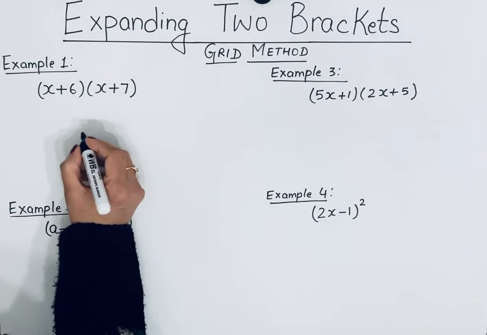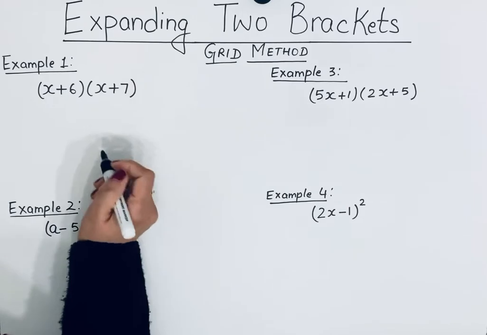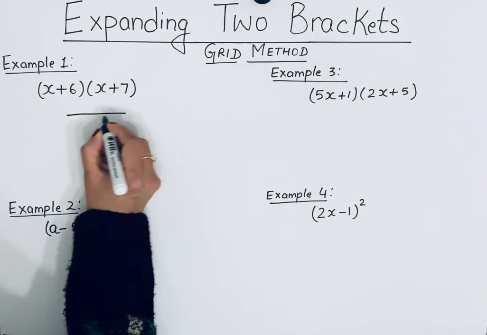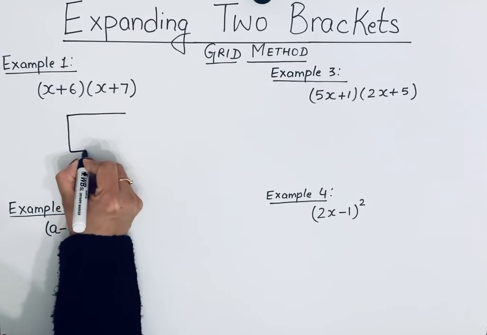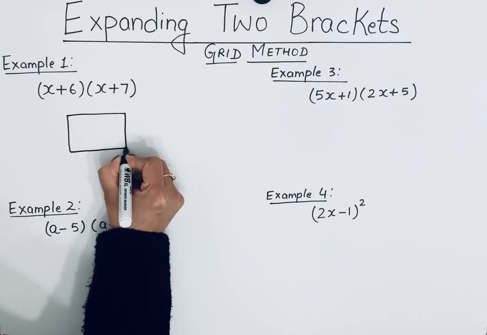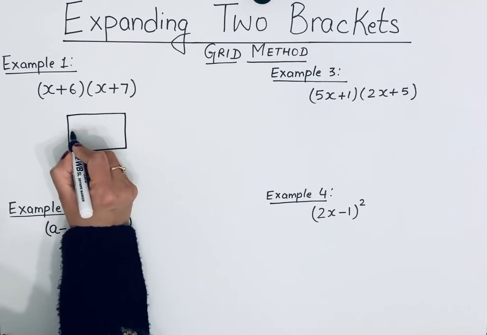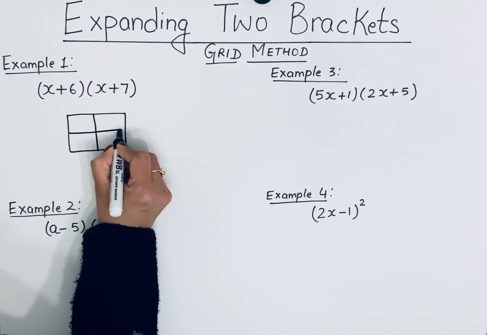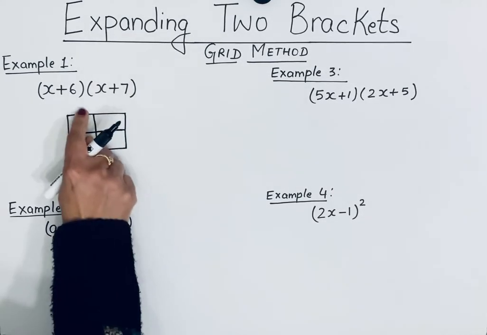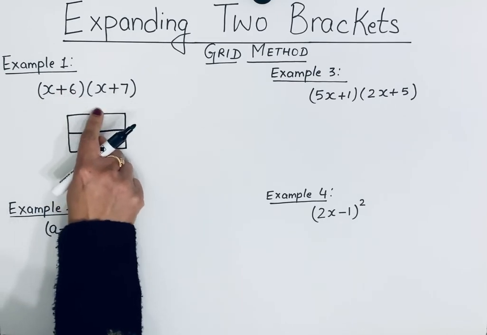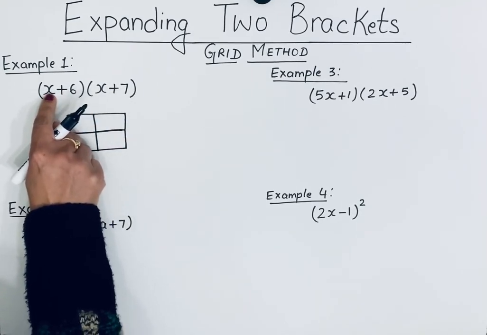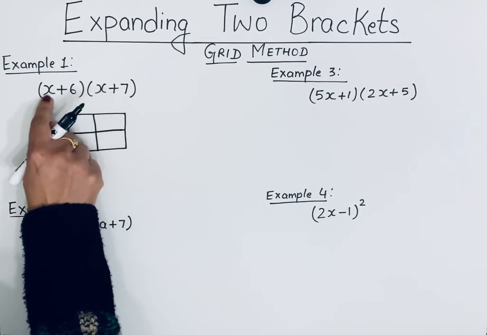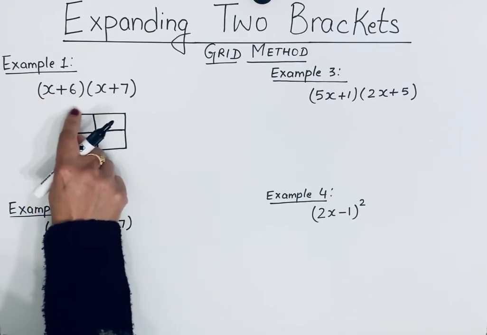So the first thing we need to do in this method, the grid method, is draw a box. Then we split our box into 4 sections. Then on top of the box, we write down our first bracket. So x and 6, these are the 2 terms in our first bracket. We're going to write that on the top.